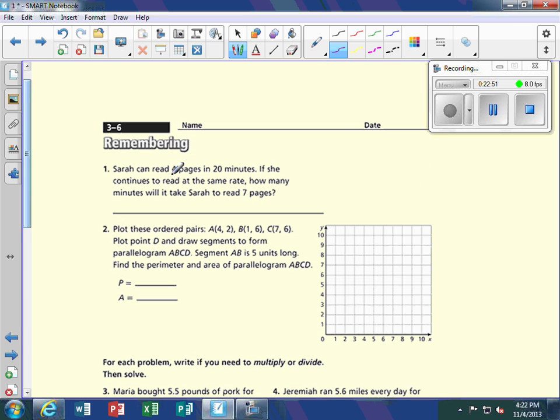looks like we have problems like Sarah can read 4 pages in 20 minutes. If she continued to read at the same rate, how many minutes will it take her to read 7 pages? So 4, 7, looks like it's a factor puzzle. And then 20, and then you have to solve. All right, so tomorrow in class you'll work on 3.5 and 3.6.